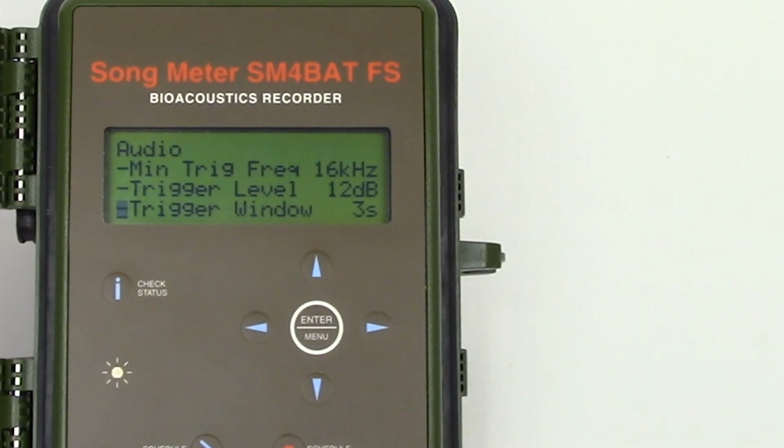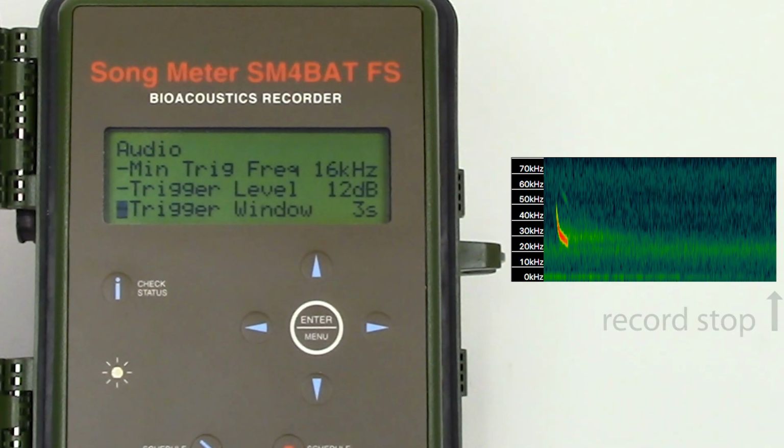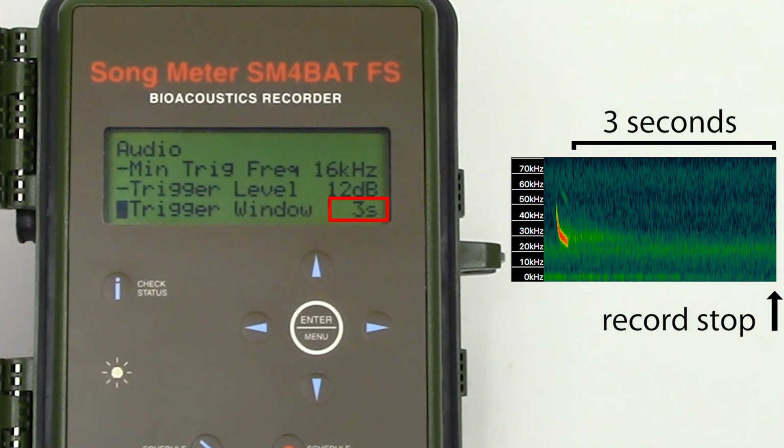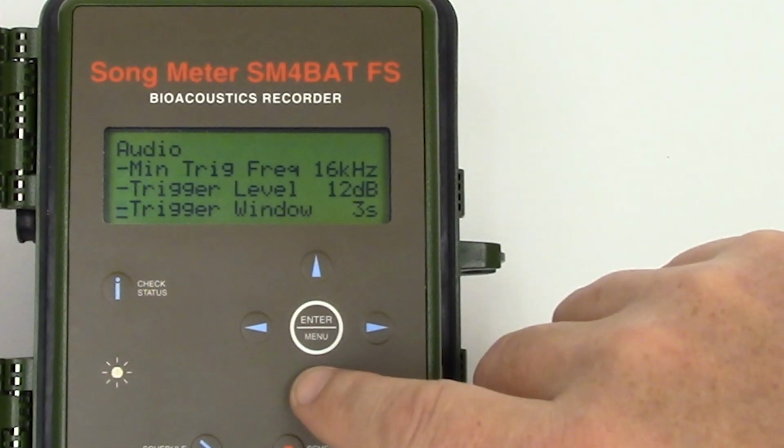Once the SM4BAT has been triggered to record, the trigger window will determine how long the recording continues after the last trigger signal has been detected. For example, if the trigger window is set to the default value of 3 seconds, the SM4BAT will continue to record for 3 seconds after the last signal that exceeded the trigger level and minimum trigger frequency. If no other signal is detected within the trigger window, the SM4BAT will cease recording and wait for a signal that will trigger the next recording.